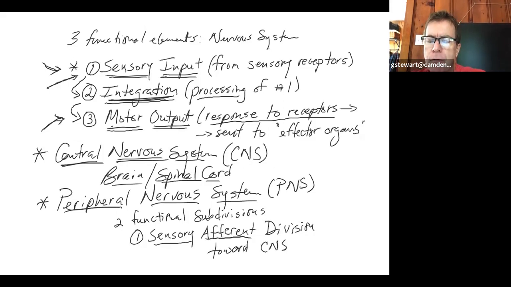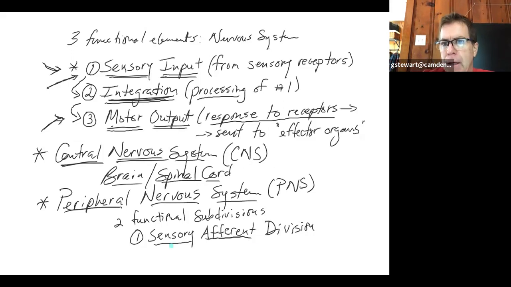I have to layer over this board, and I'm going to erase this, not because it's not important, but just so I can squeeze in. There are two arms to this sensory afferent division. Part of this monitors the inside world and part of it monitors the outside world.